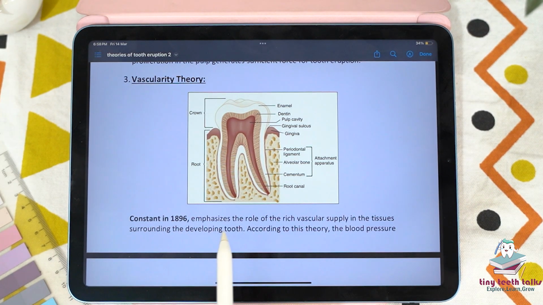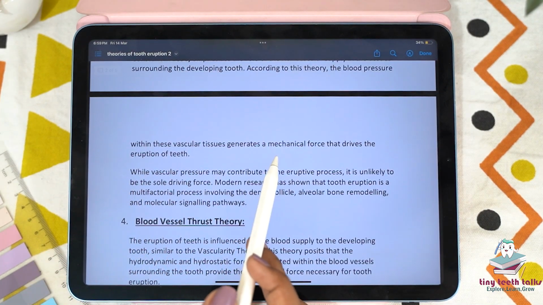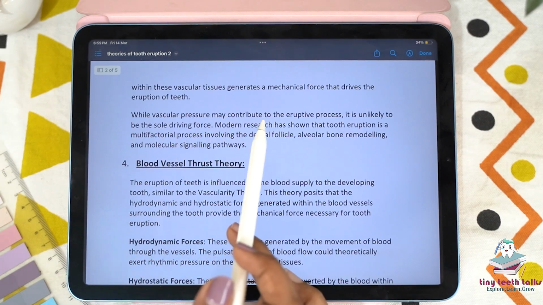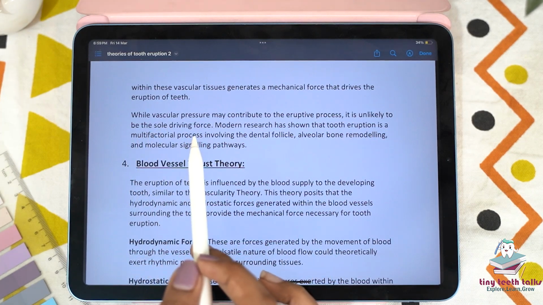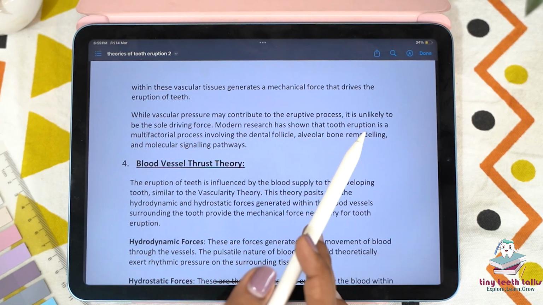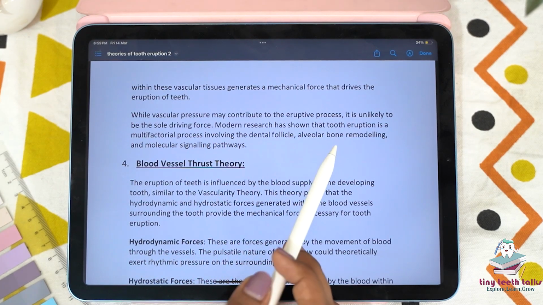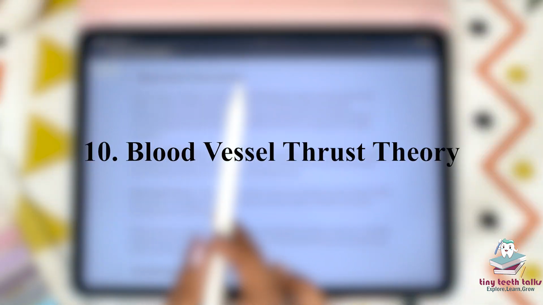Coming to the vascularity theory, Constant in 1896 emphasized the role of the rich vascular supply in the tissue surrounding the developing tooth. The gingiva, periodontal ligament, alveolar bone, etc. have nerves and vessels. According to this theory, the blood pressure within these vascular tissues generates a mechanical force that drives the eruption of the teeth. While vascular pressure may contribute to the eruptive process, it is unlikely to be the sole driving force. Modern research has shown that tooth eruption is a multifactorial process involving the dental follicle, alveolar bone remodeling, and molecular signaling pathways.